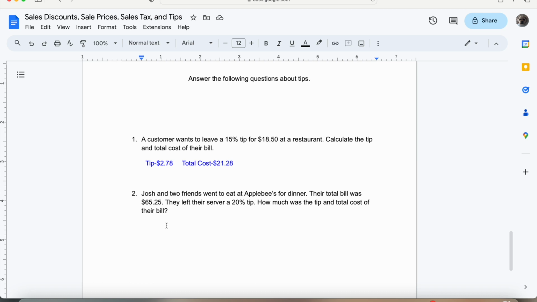So the tip is $13.05 and the total cost is $78.30.